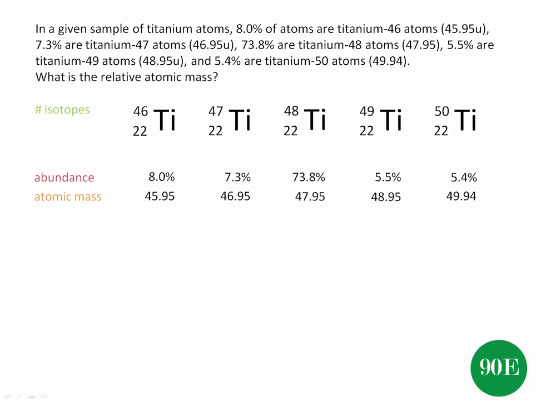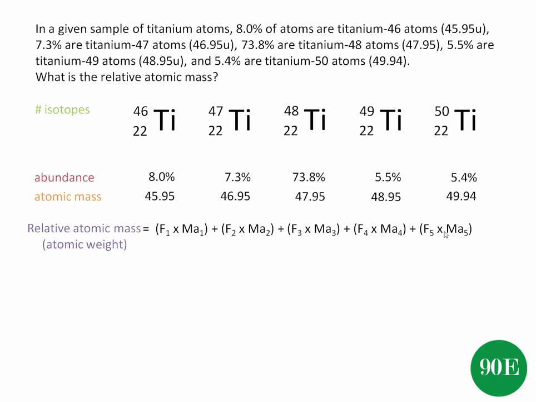Because the abundances are given here in a percentage, we'll use the same equation that we used in the last example, but because we've got 5 different isotopes here, we need to extend this equation out to include 5 different isotopes. If you'd like to work through the exercise by yourself, pause here. Otherwise, we'll plug in the numbers right now.